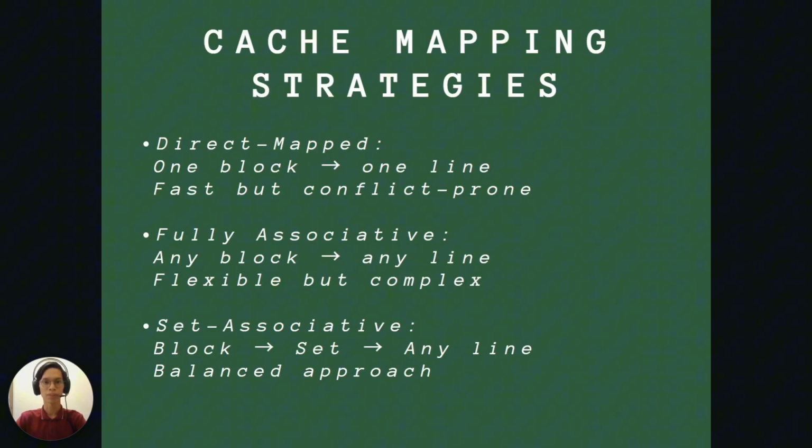Now that the differences between the three levels of cache are clear, we will look at the mapping strategies. There are three types of strategies that we have looked into in this project. The first one is direct map, where one block is mapped to one line. It is very fast, but it is prone to conflict.